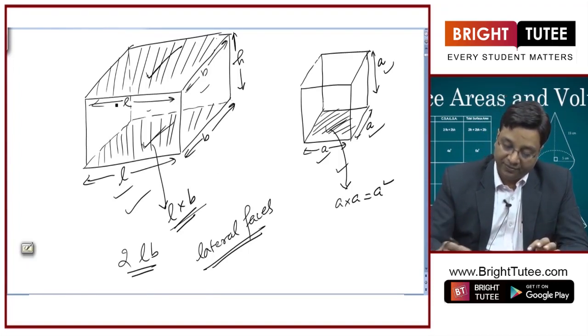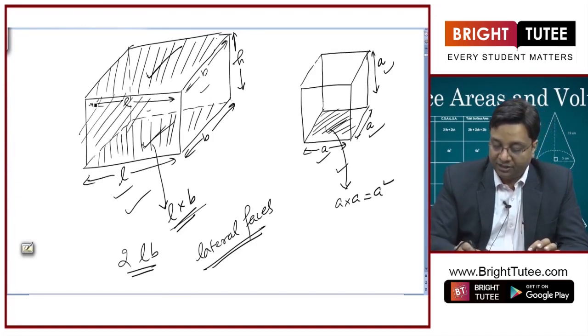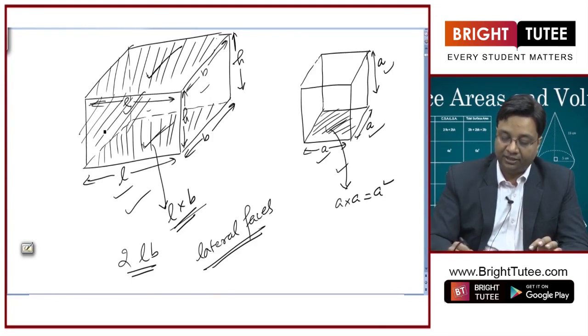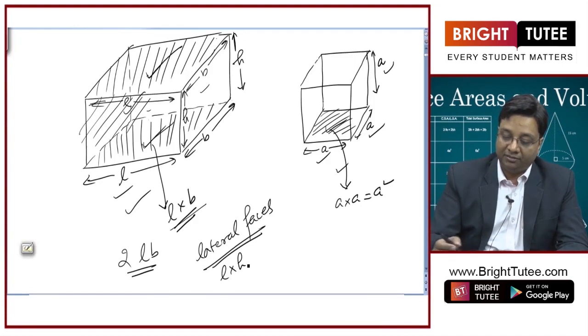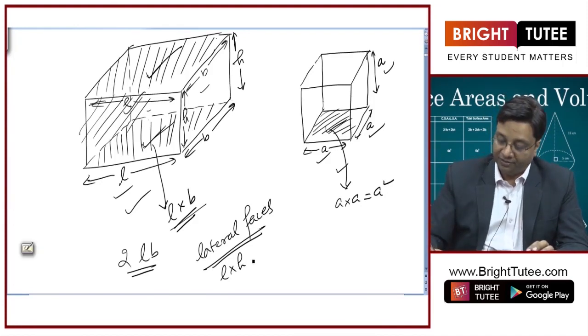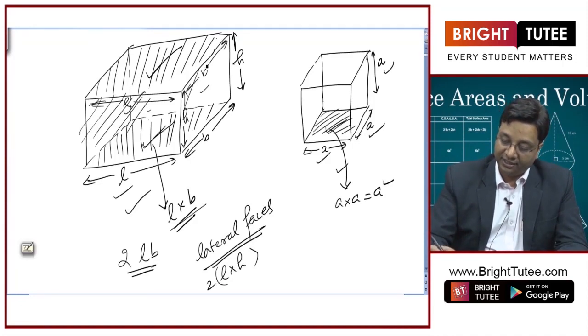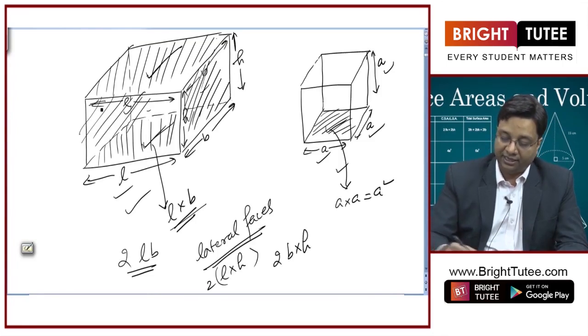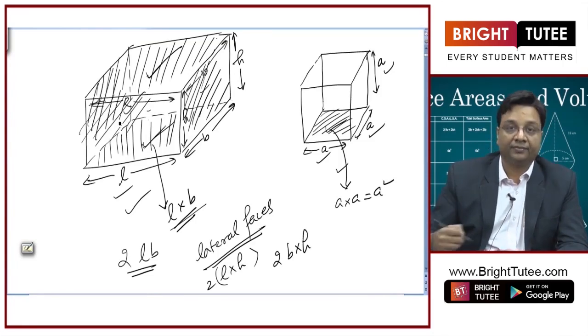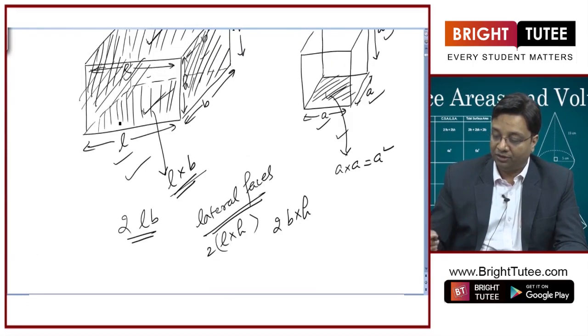Out of them, this front face has got the dimensions L and H, right. So, this front face will give me an area of L into H. Similarly, the back face will give me the same area, right, and this face here will give me the area twice of B into H, this and this combined, right. So, I hope you are able to visualize here.